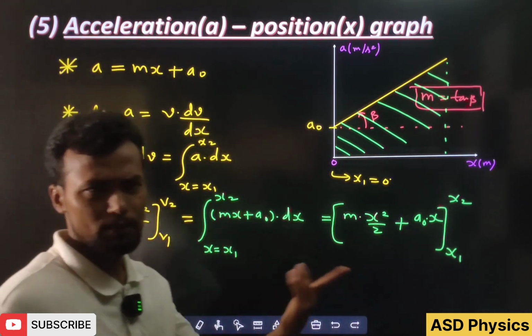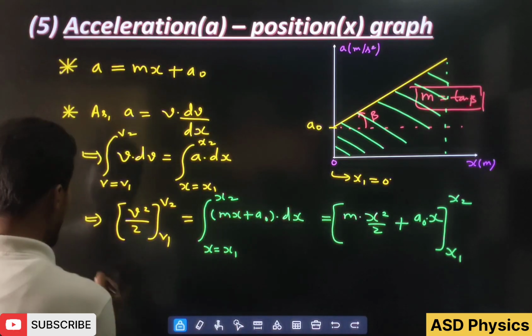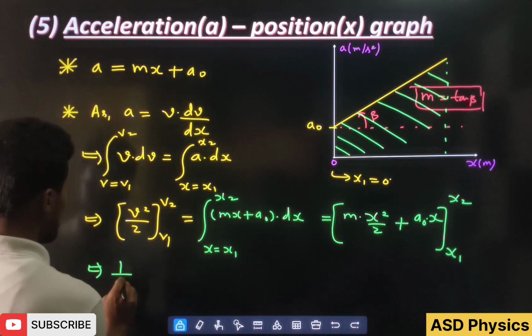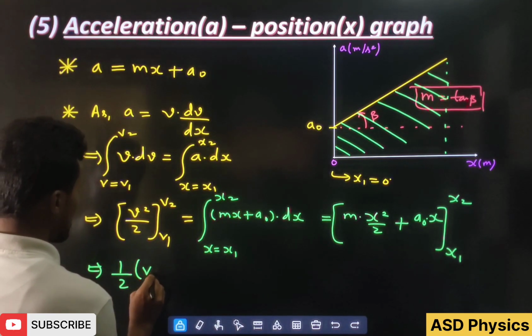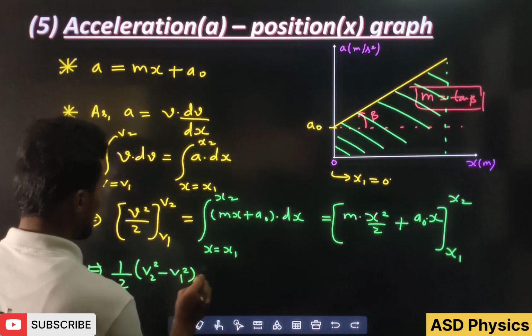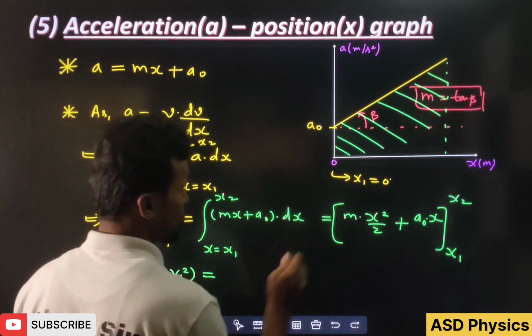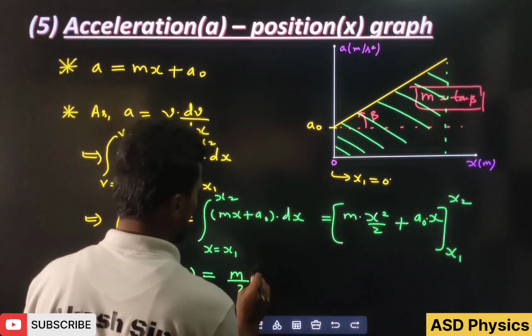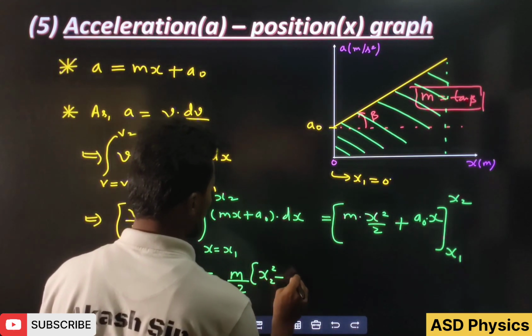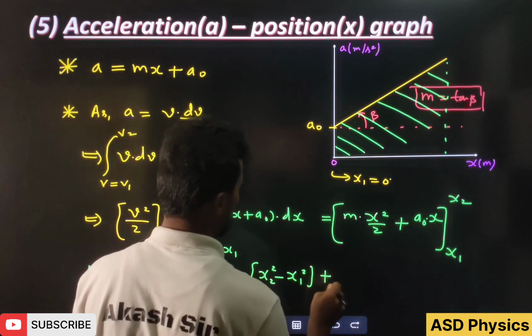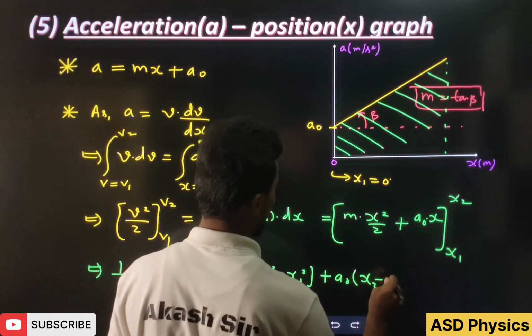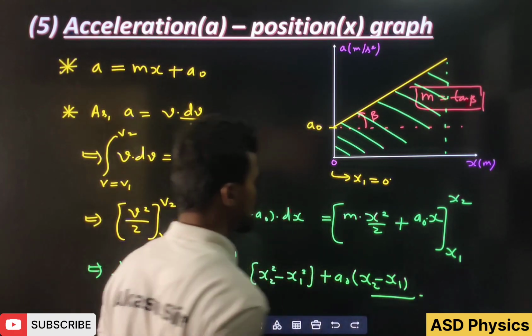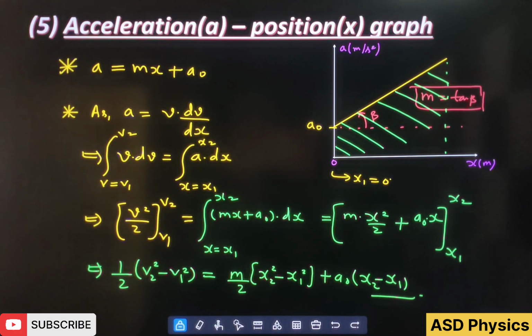After that, upper limit minus lower limit when you do it. If I write it for you, for example, 1 by 2 (v2 square minus v1 square) is equal to m by 2 (x2 square minus x1 square) plus a naught (x2 minus x1). I'm just telling you the basics, students.